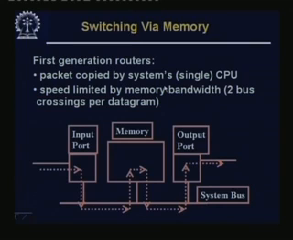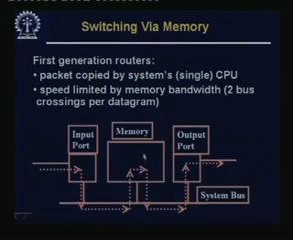Switching via memory, this was the first generation routers as we discussed. Packets are copied by a single system CPU. Speed is limited by memory bandwidth, with 2 bus crossings per datagram. So, what is happening is that from the input port some packet is coming, then through the system bus it is sent to the memory where the CPU looks into it and decides this is the output port where it must go. Then it sends it back to the data bus, and the destined output port catches it and throws it out.